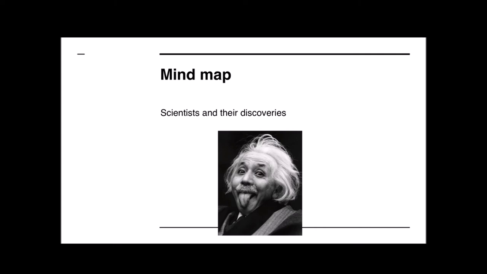Okay, so you can go through those and Einstein would be there, right? And Isaac Newton, who discovered gravity. I think that's the basics. What about Archimedes? Archimedes is also very famous, and so you can think about all of those really famous scientists who discovered things and do a mind map about them.